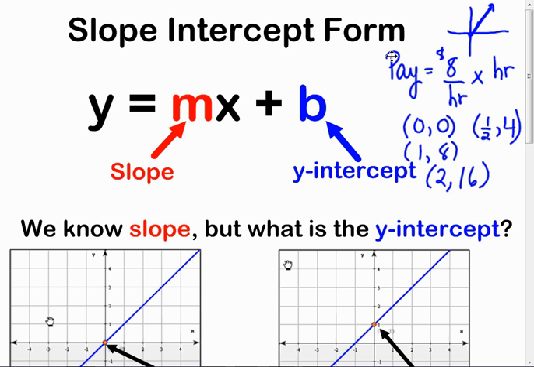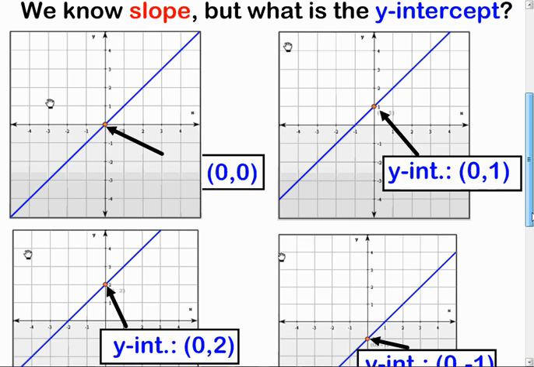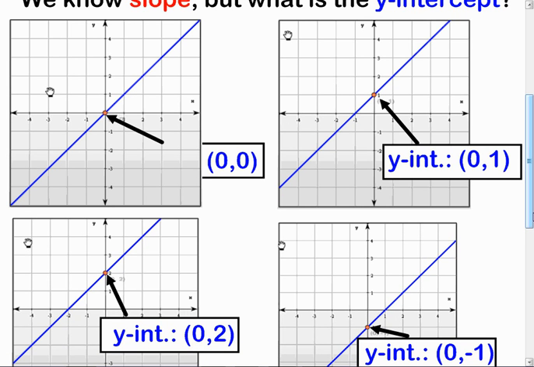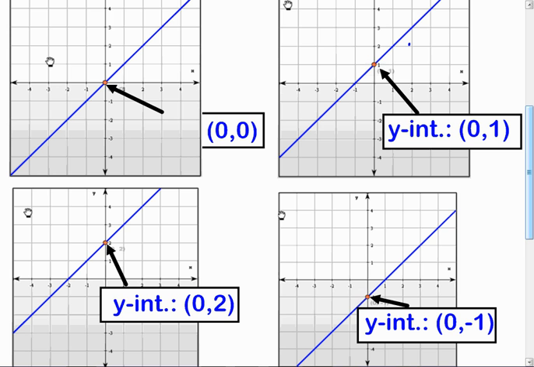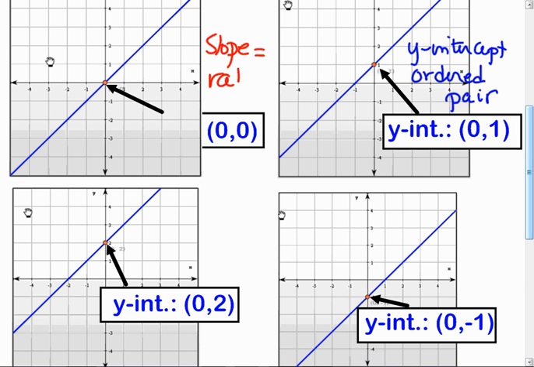Okay, so slope is how steep the line is. And the y-intercept is right here where this line crosses the y-axis. It's always an ordered pair. The y-intercept is an ordered pair. A slope is a fraction. A fancy word for fraction is ratio. Might want to write that down so you know it.